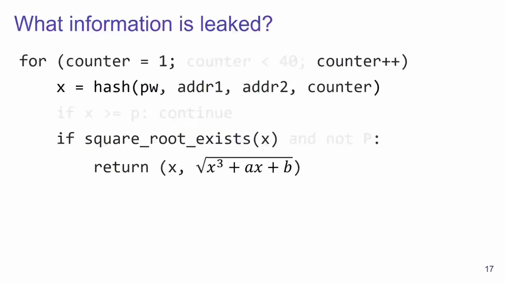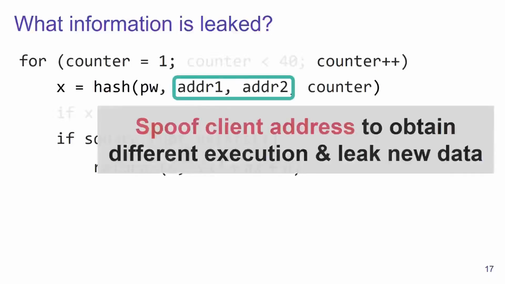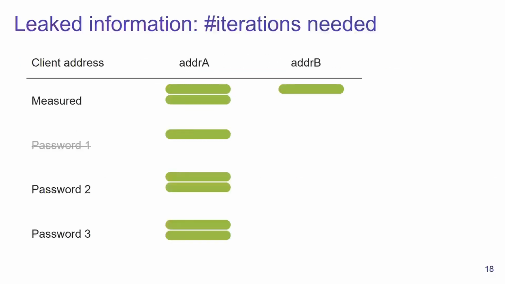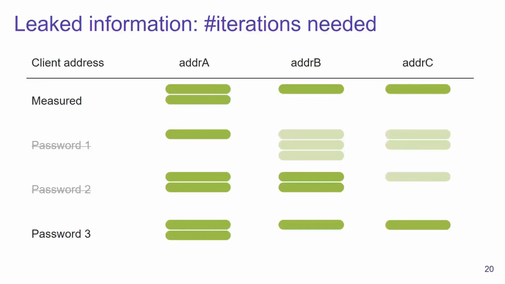Well, if we look at the algorithm, we can see that the MAC addresses influence the execution of the algorithm. So what we can do is we can spoof a different client MAC address and again measure how many iterations the access point executes. For example, we can spoof MAC address B. We can measure that the access point now executes 1 iteration. We again execute the hash-to-group algorithm offline, and we can exclude passwords that do not match our observation. And we continue spoofing MAC addresses until we uniquely determine the password of the network.